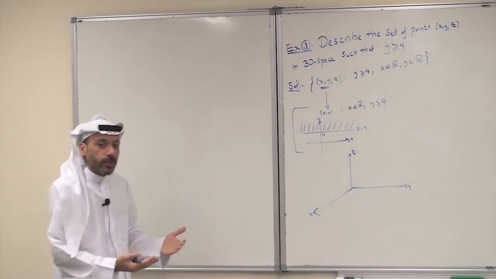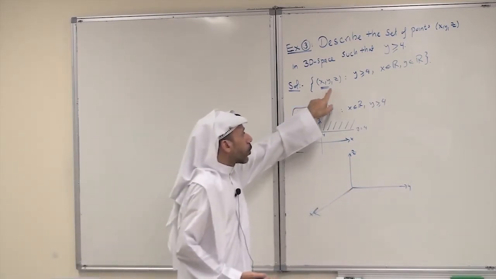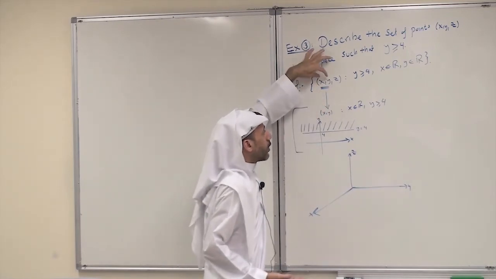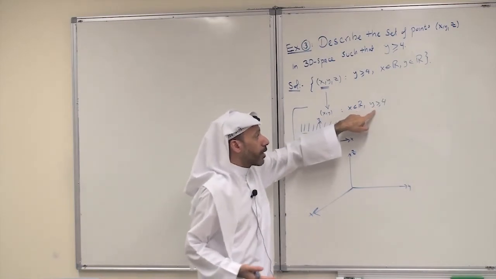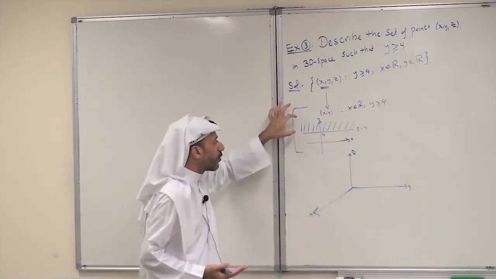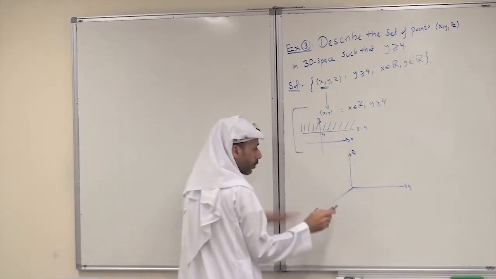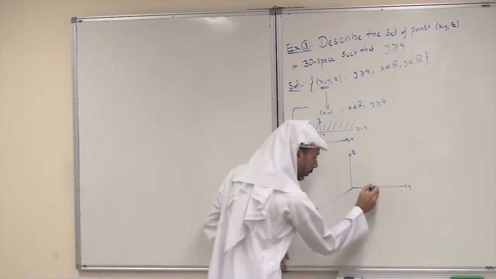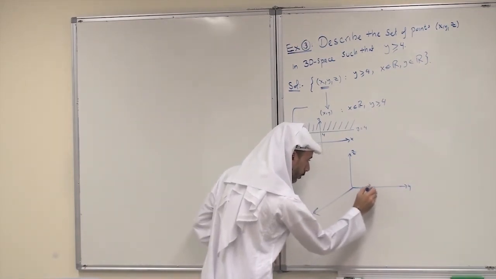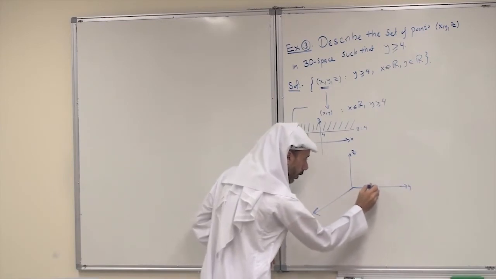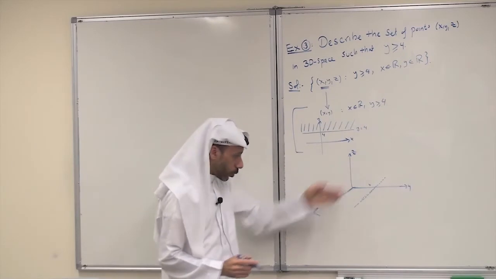Well, how to locate points in space? Still, I have to start with the xy plane. Take the possible values of x and y. X is any real number, y is greater than or equal to 4. So still I have the same region in the xy plane. I take this and put it in the xy plane. So this is 4, and this is the line y equals 4 in the xy plane.